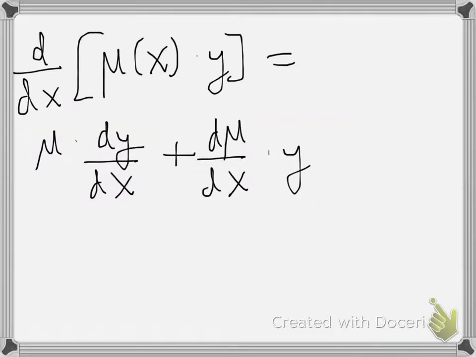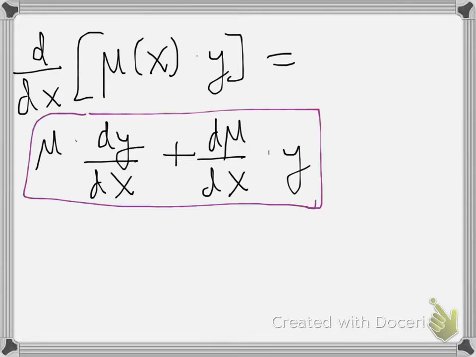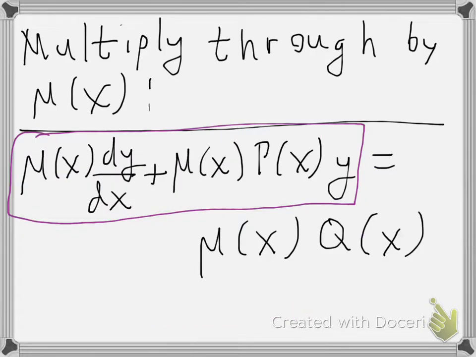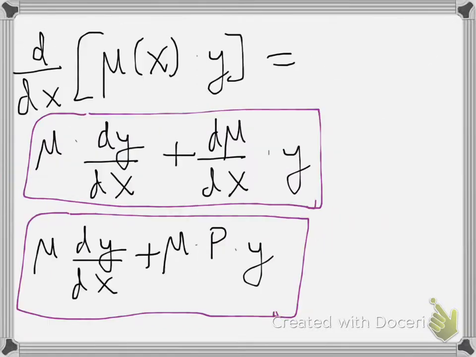So the derivative of mu of x times y, just based on the product rule from Calc 1, would have to be mu times dy dx plus d mu dx times y, right? That's the first times the derivative of the second plus the derivative of the first times the second. So if we take this quantity right here, and match it up with the same quantity that we boxed in purple on the previous slide, which is mu dy dx plus mu p y. If you notice back on the previous slide, that's the same thing that we had boxed in. The only difference is I've dropped the of x's just for clarity.